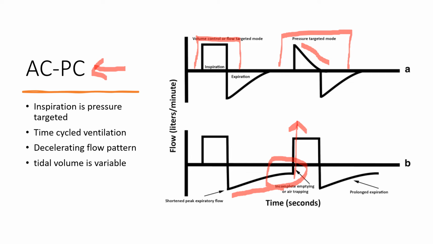But pressure control ventilation works by setting a peak inspiratory pressure. You could control the pressures to the lungs, but you cannot control the tidal volume, which could vary breath by breath based on compliance and resistance.